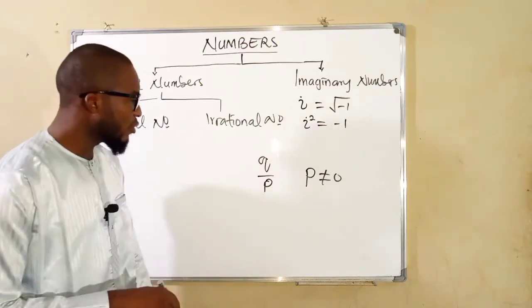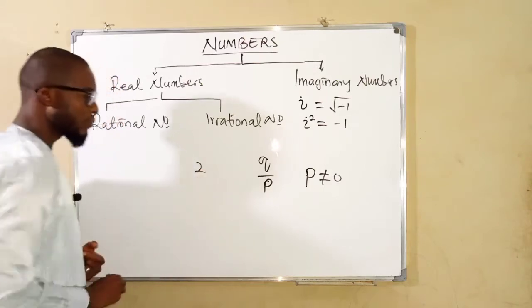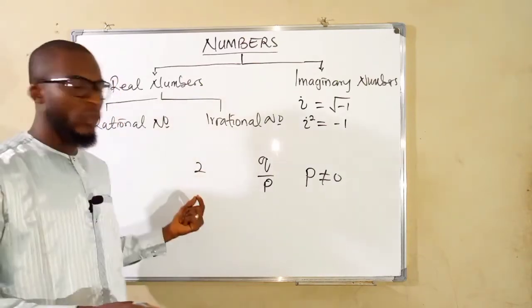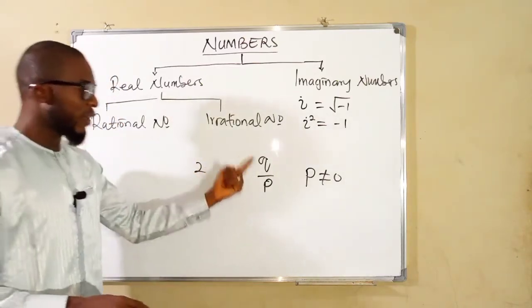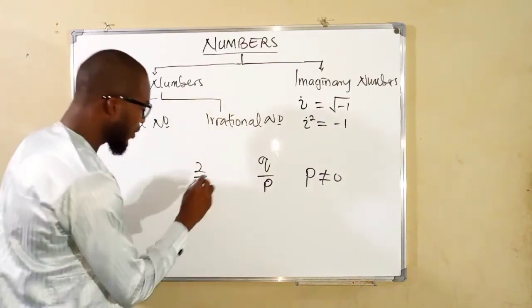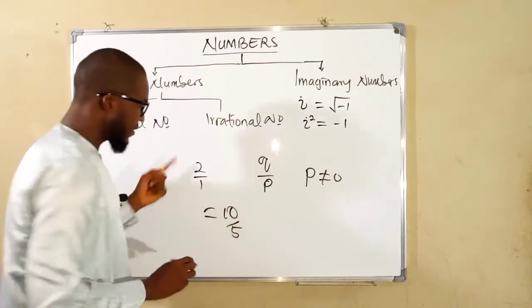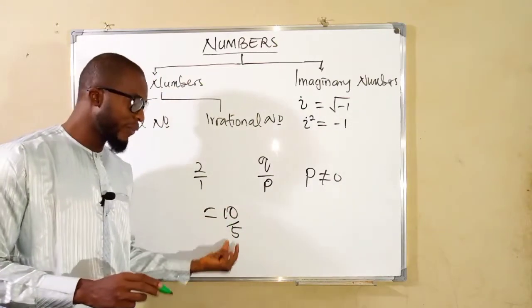Examples of these rational numbers: we have a whole number like 2, because 2 can be expressed as a fraction. So we can say 2 over 1 is the same thing as 2. We can say 10 over 5 is the same thing as 2, because 10 divided by 5 is 2.